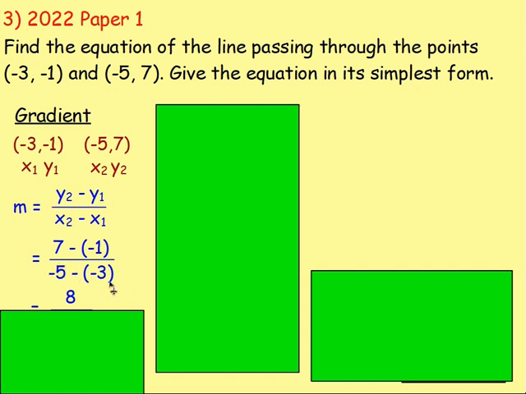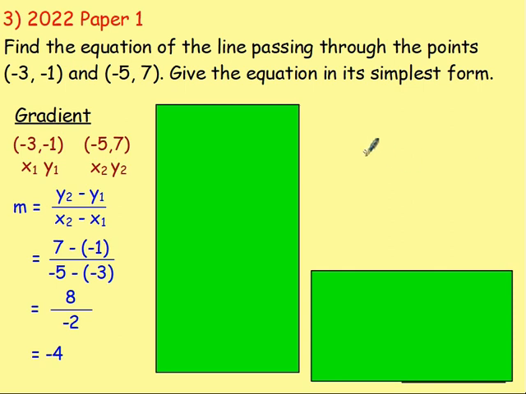I like to think about it with temperature. If the temperature was -5 degrees, and then it went up by 3, it would be negative 2 degrees. It would be closer towards 0. We've got 8 divided by negative 2. 8 divided by 2 is 4. And because we've got a positive and a negative number, the answer will be negative. So negative 4 will be your answer for the gradient.